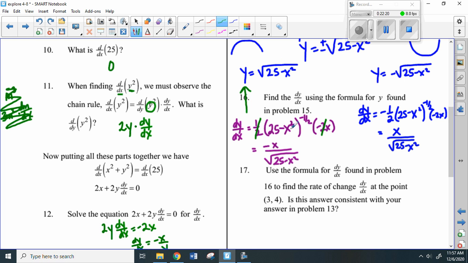All right, and so technically my dy over dx is in fact equal to negative x over y, because y is equal to the square root of 25 minus x squared, so I can use some substitution, and now I get the same dy over dx as before. Well, does that work for the other one? Well, let's see.